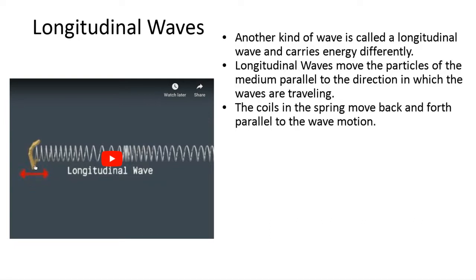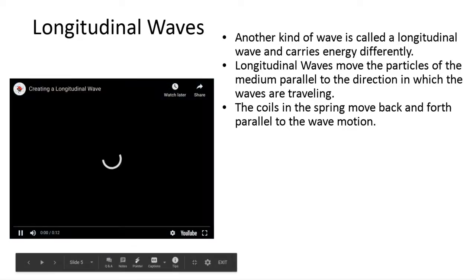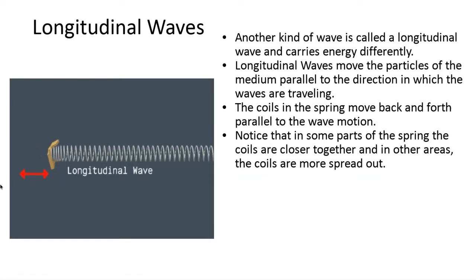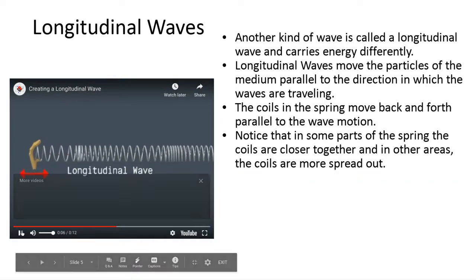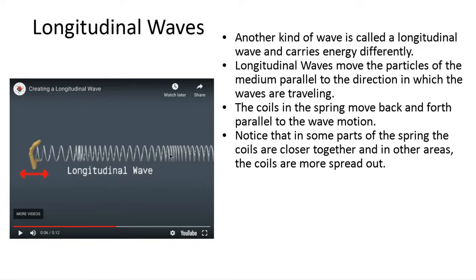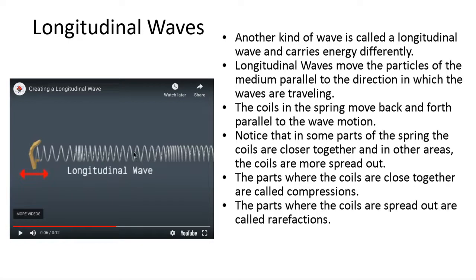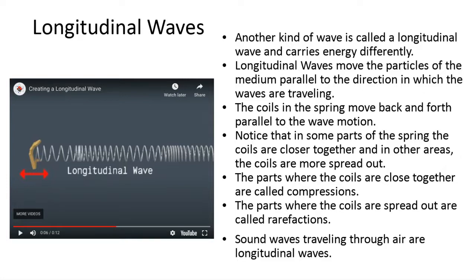Now, the coils in the spring will move back and forth. So watch this again. See how they're moving back and forth? And let me pause it right there. Okay. And we've talked about this already too. Now, where the coils are close together, okay, see where these coils are kind of close together? We call those compressions. And then where the coils are spread apart, so right here between the two compressions, those are called rarefactions. Okay. Sound waves are examples of longitudinal waves.